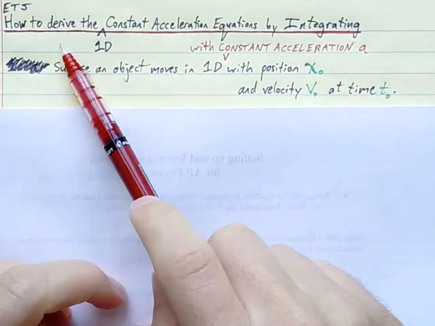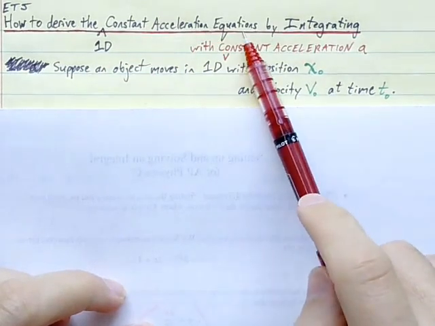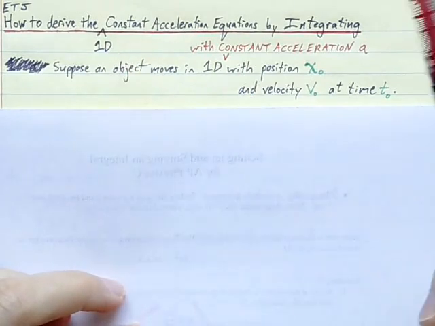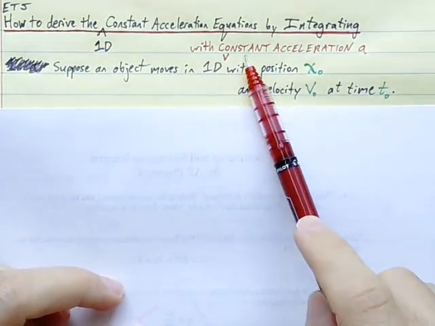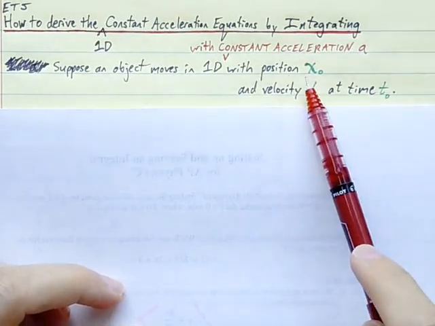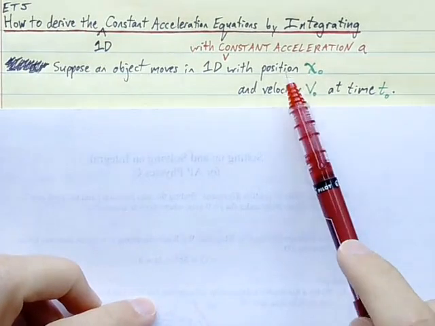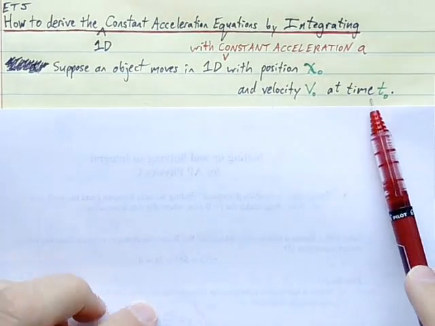I'd like to show you how to use integration to derive the constant acceleration kinematics equations that you're already familiar with for an object moving in 1D. So suppose our object moves with constant acceleration a with position x naught and velocity v naught at time t naught. So we're given some initial position and initial velocity at this initial time.